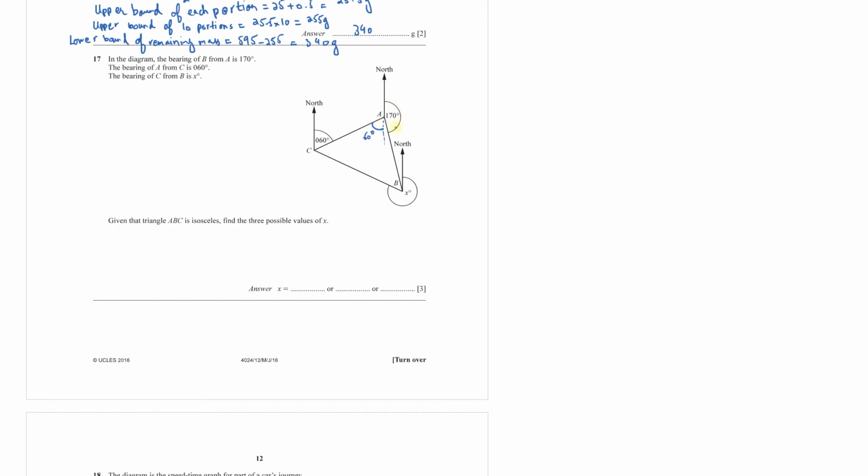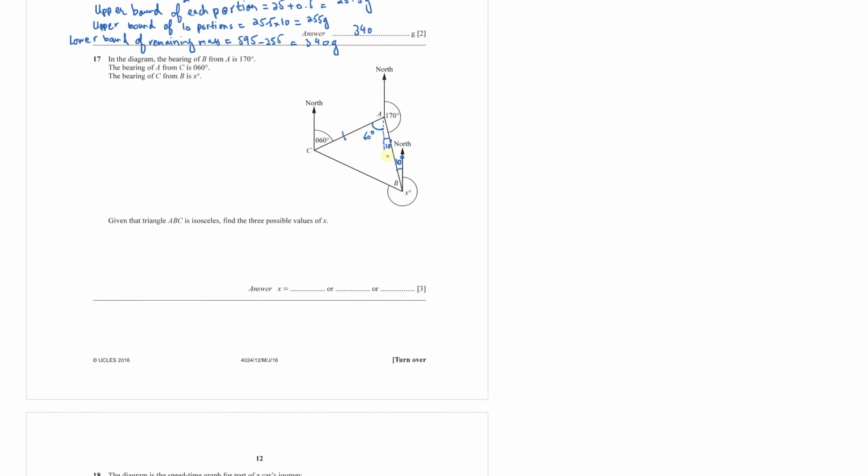Since this is 170 degrees and this is a straight line, this angle here would be 10 degrees, because for a straight line the total angle is 180. Then since this is 10, and these two lines are parallel, this angle here also becomes 10 degrees because these two are alternate interior angles.